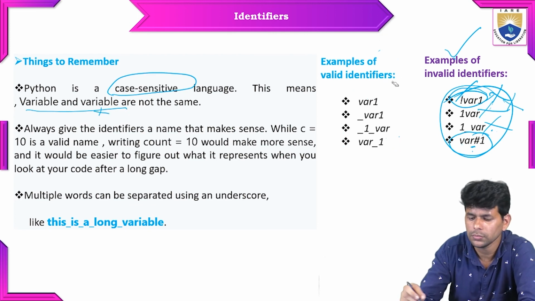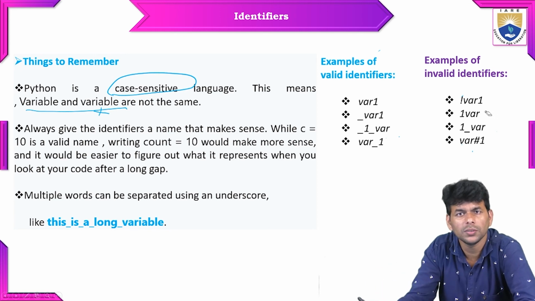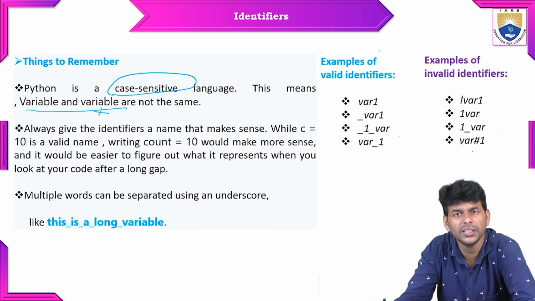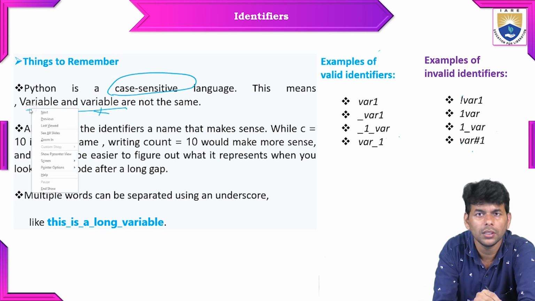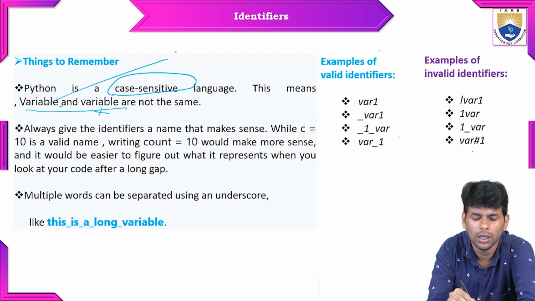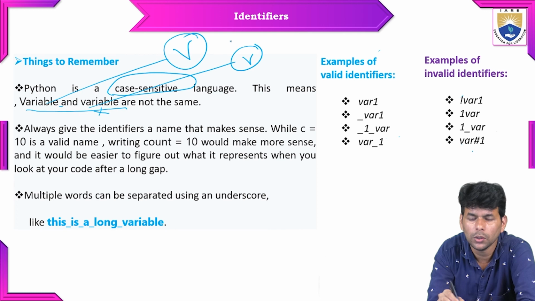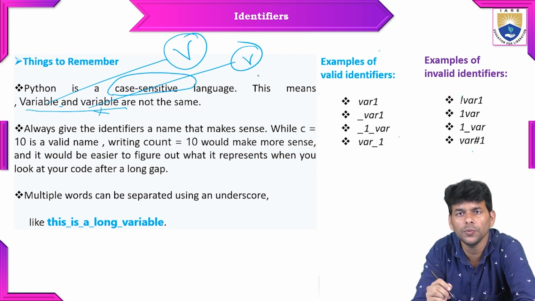Why? What is the concept behind that? Both look very similar, but why are they both wrong? Very simple. In the first case, we have the capital V. In the second case, we have the lowercase v. So that is the reason why we cannot use them as the same variable. This is one point which we have to remember.